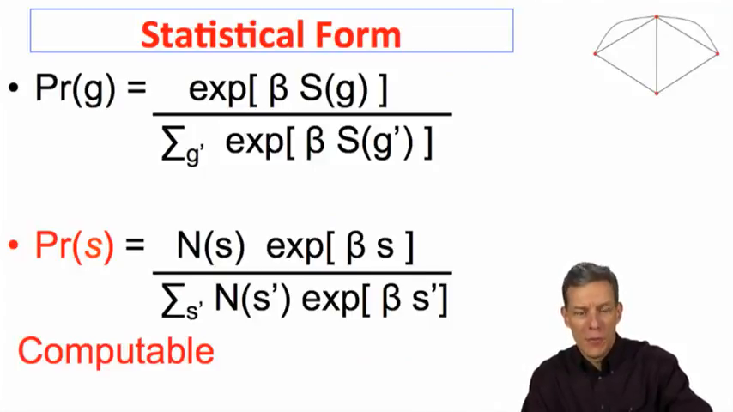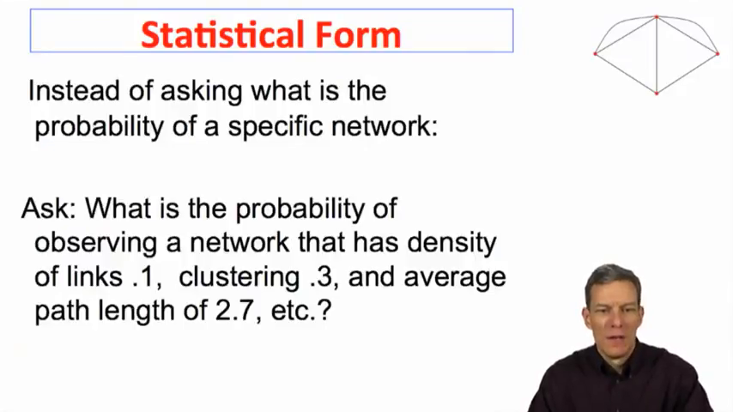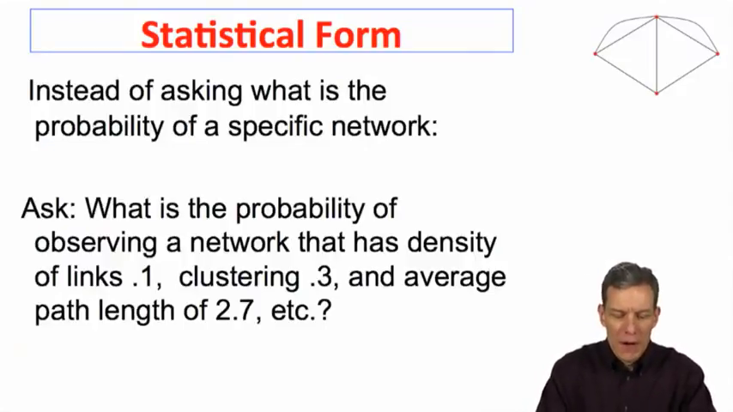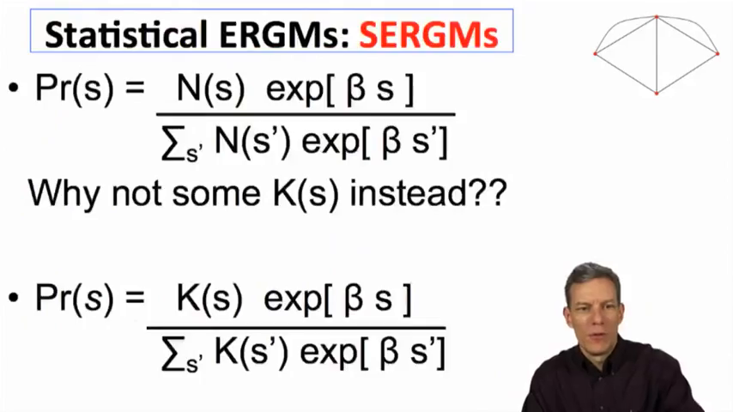Okay, so at least we've gotten something down to a manageable size. So we're asking, what's the probability of observing a network that has a certain density of links, a certain clustering, certain average path length, et cetera. So you keep track of those statistics, and now we ask what's the probability of seeing networks with those.